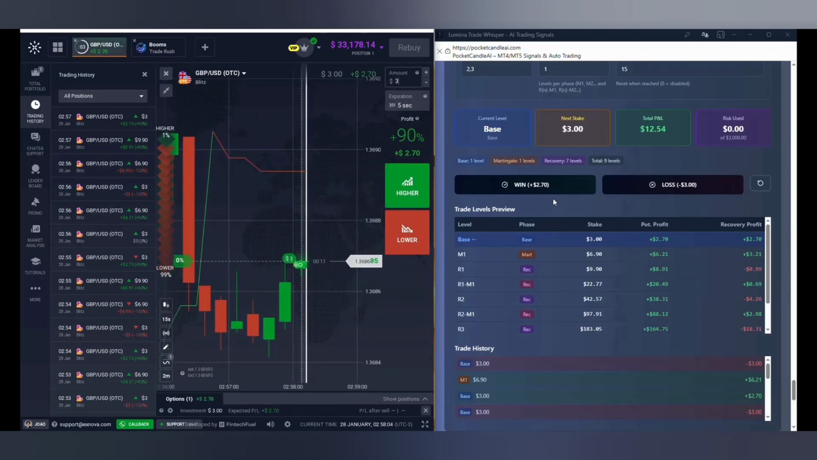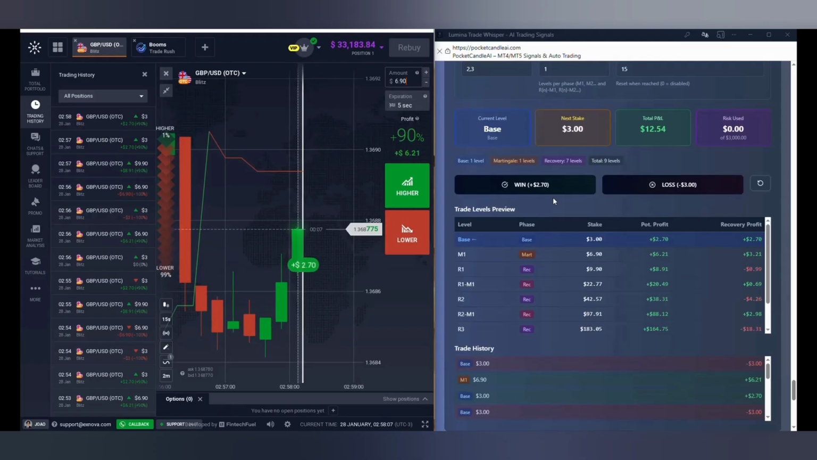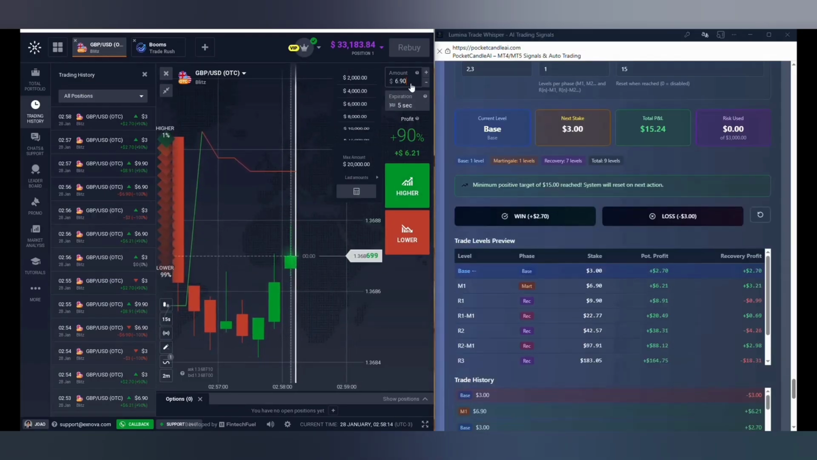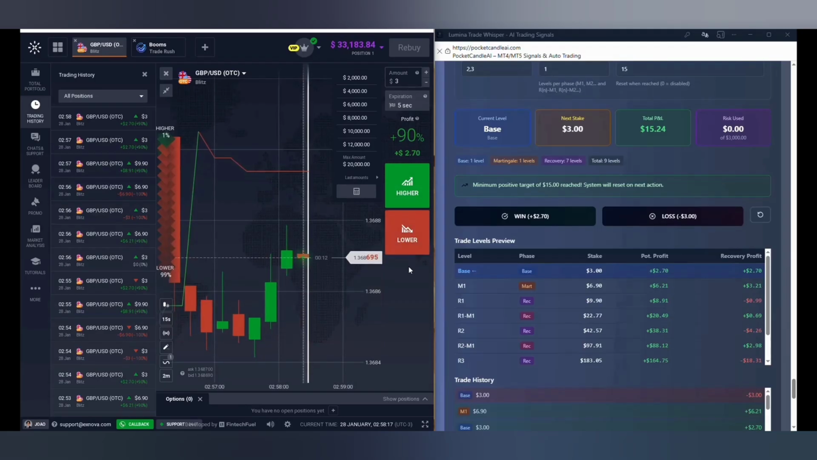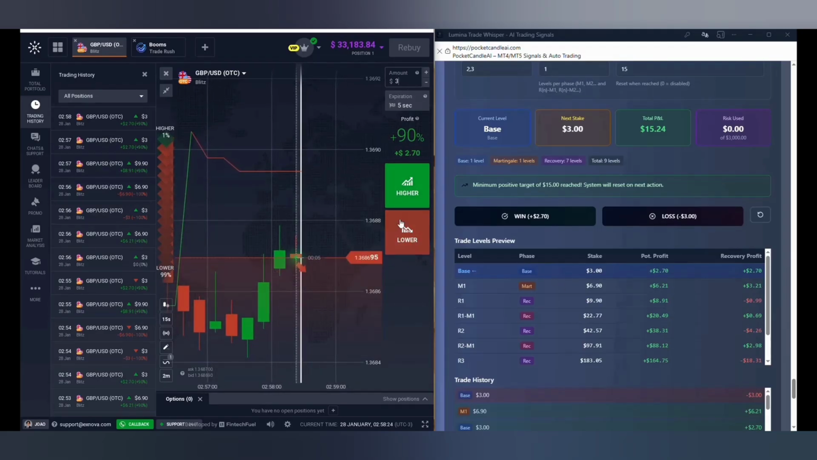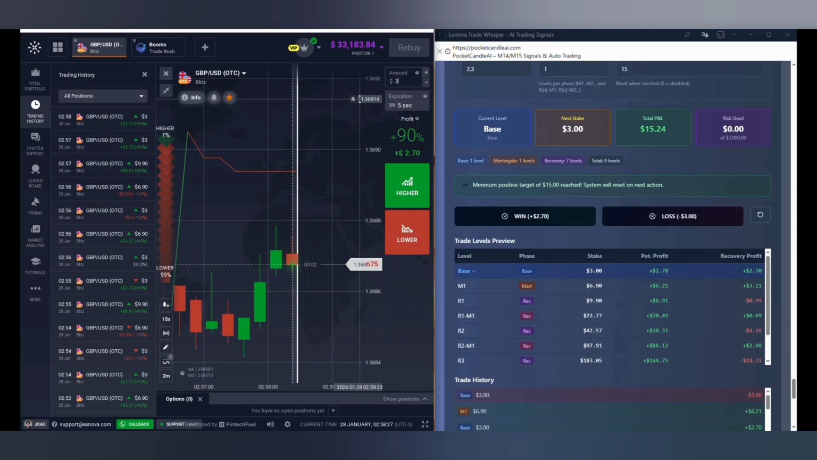Signal alert. Buy GBP US dollar OTC with 75% confidence. That was a win. No need. $15. I'm going to try to reach 30, which is 1%.